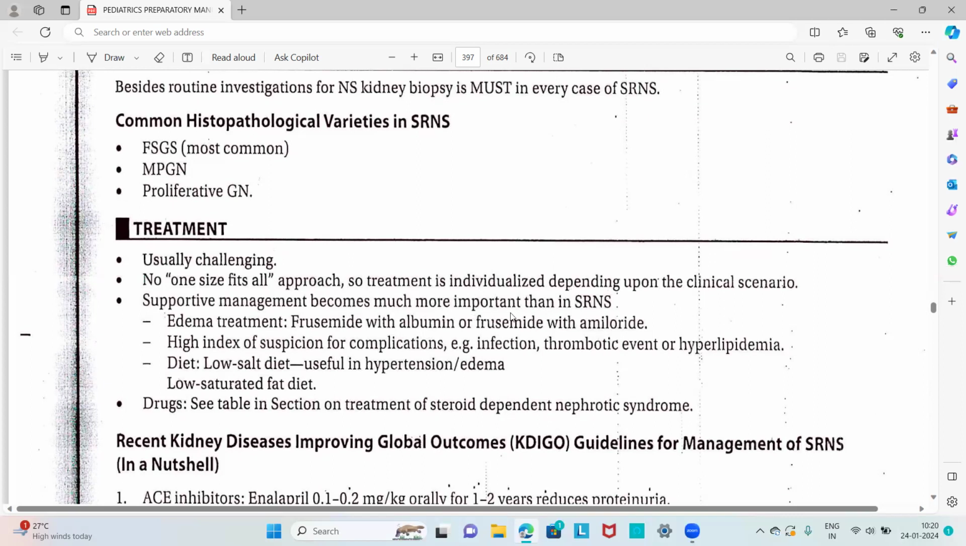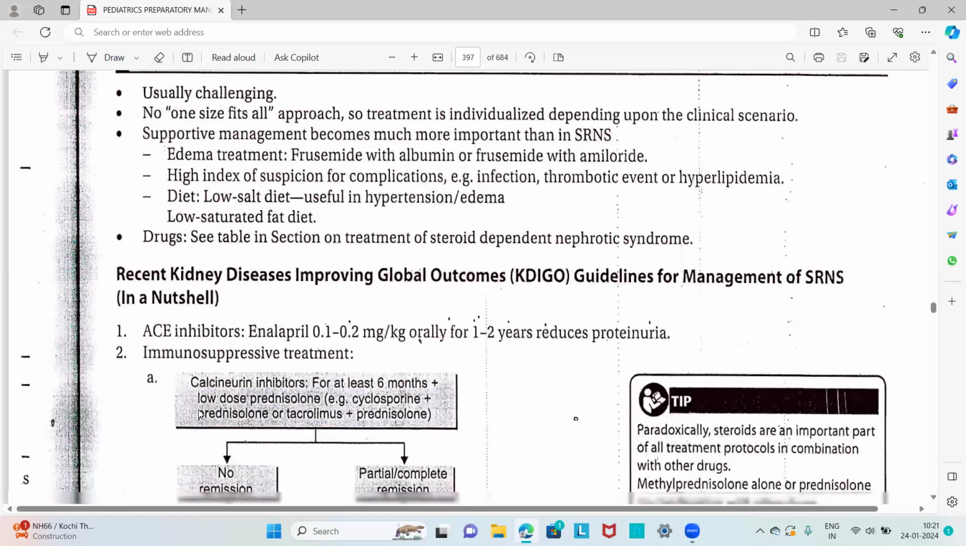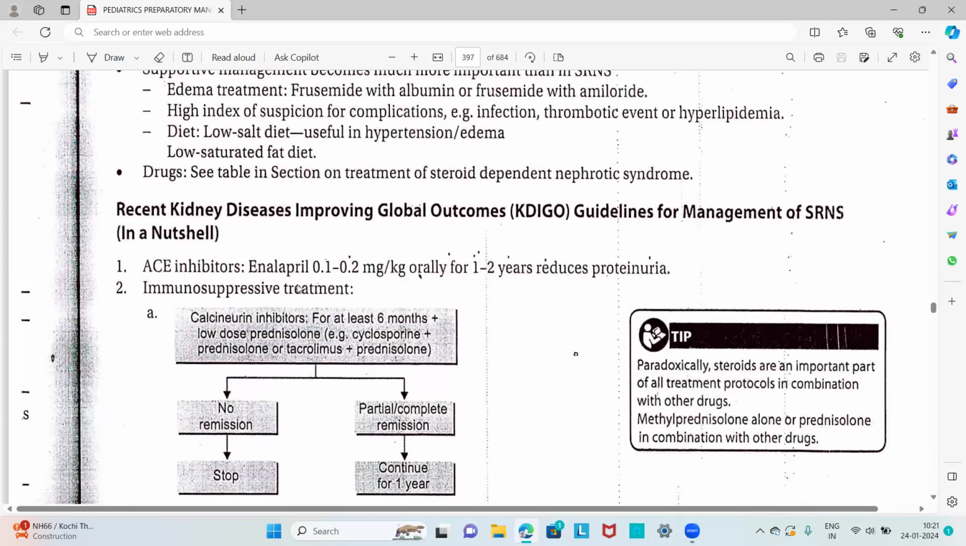Supportive management becomes much more important in the case of steroid-resistant nephrotic syndrome. For edema treatment, furosemide with albumin or furosemide with amiloride is used. Keep a high index of suspicion for complications, for example infection, thrombosis, and even hyperlipidemia. For diet, go for a low salt diet, useful in hypertension or edema. A low saturated fat diet is also required. Drugs: we have to give ACE inhibitors like enalapril 0.1 to 0.2 milligram per kilogram orally for 1 to 2 years, which reduces proteinuria.